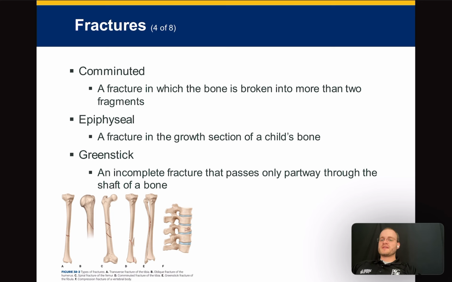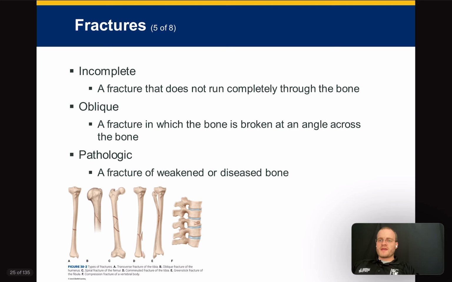Again, a green stick is an incomplete fracture that passes only part way through the shaft of a bone. You can imagine trying to break a green branch off of a tree. It doesn't completely break in half all nice and perfect. It'll splinter, and sometimes it won't even completely break. An incomplete fracture is a fracture that does not run completely through the bone. That's what it sounds like, right? An oblique fracture is at an angle across the bone. And a pathological fracture is from a weakened or diseased bone.